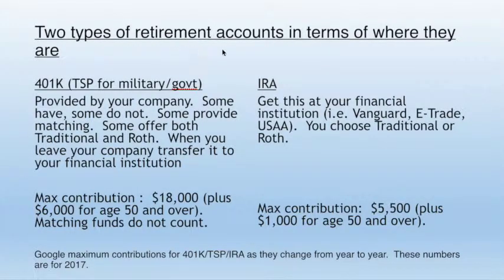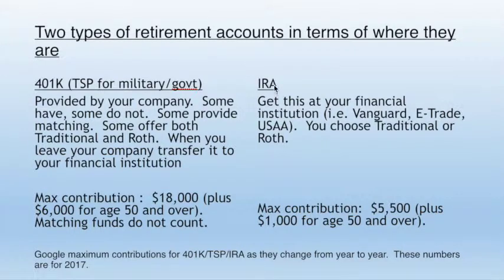And now there are two types of retirement account in terms of where they are. The 401k, and for military folks and government people, TSP. Those are provided by your company. Some companies provide them, some do not. Some offer matching, some offer Roth. And when you leave your company, I recommend that you transfer that to your financial institution so that all your stuff is kept in one place. The maximum contribution currently in 2017 for the 401k or TSP is $18,000. And if you're over 50, you can add another $6,000 to that, and that does not count the amount of matching funds. That's just your contribution.